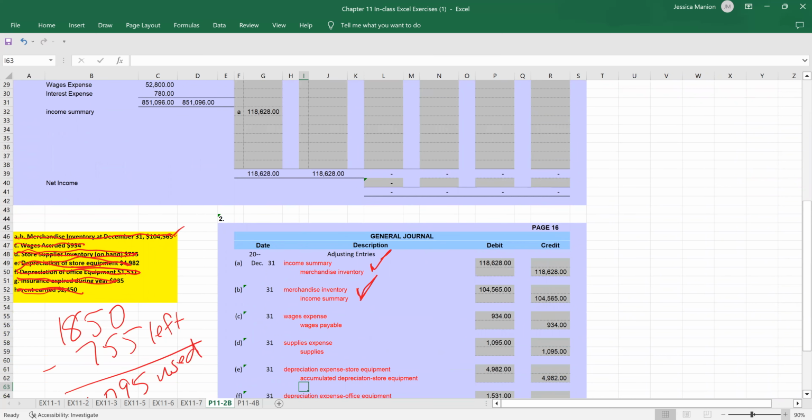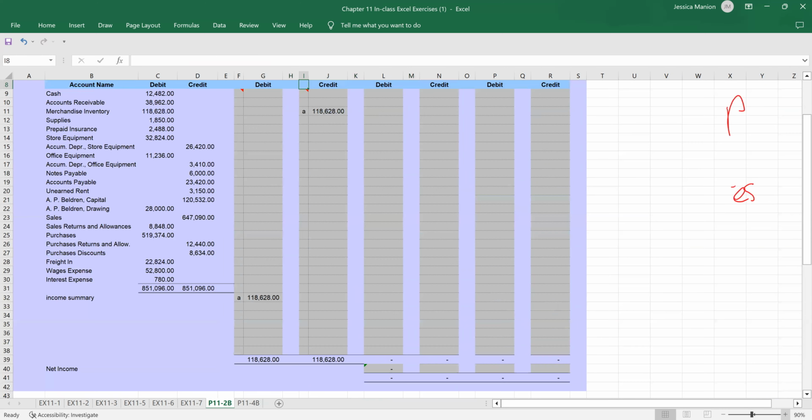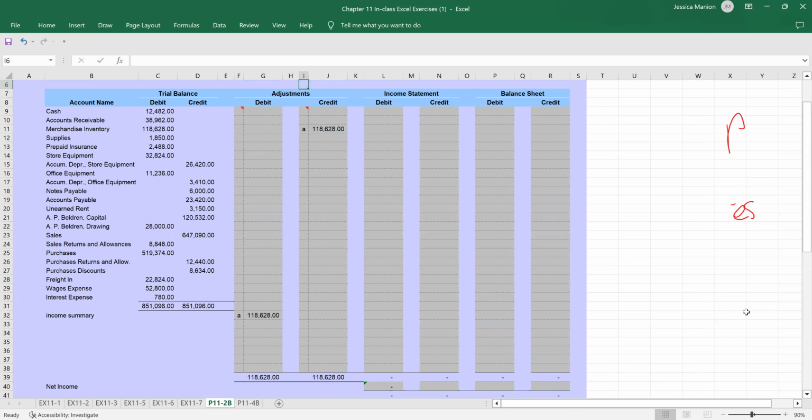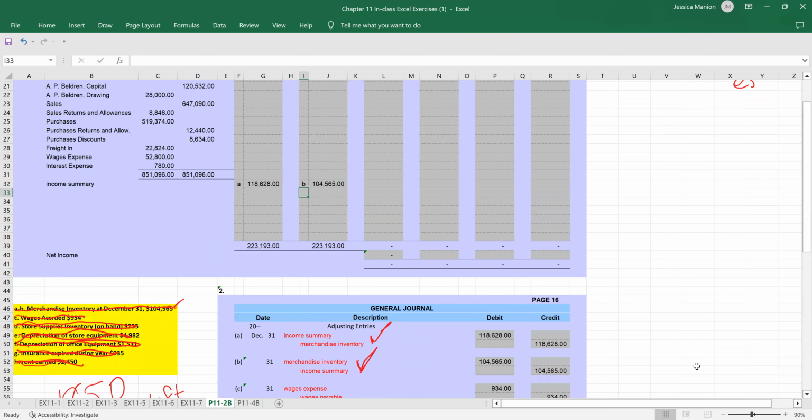So letter B, we're going to debit merchandise inventory to record the correct amount, 104,565. So we scroll back up here. We're going to have a debit. This is letter B, 104,565. Credit income summary, 104,565. Okay, so those are the two inventory entries, the debit and the credit.